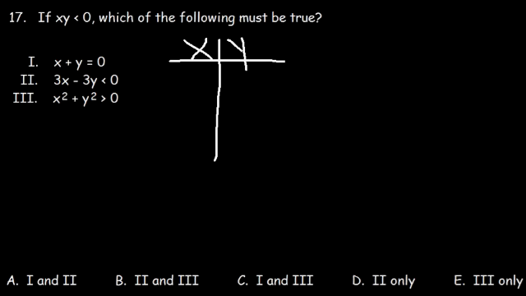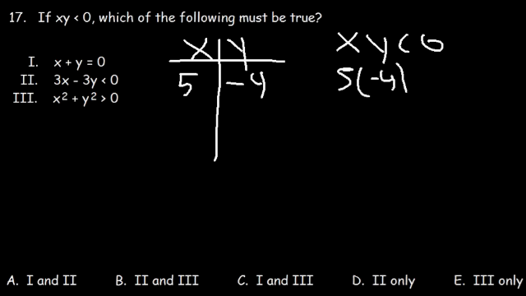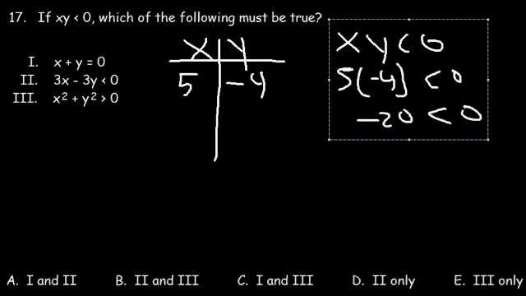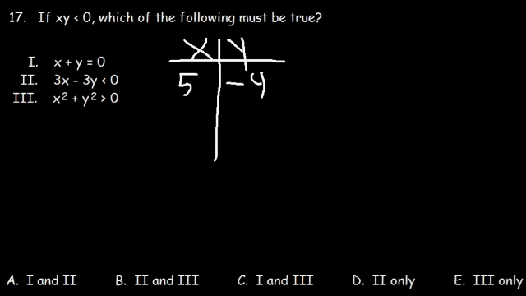So let's try positive 5 for x and negative 4 for y. So looking at equation 1, well, first, x y must be less than 0. So 5 times negative 4 is less than 0 because negative 20 is less than 0. So 5 and negative 4 works. It's true for this equation.